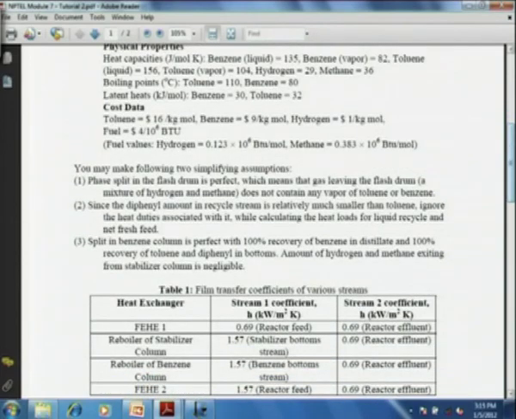First assumption is that the phase split in the flash drum is perfect, which means that the gas leaving the flash drum, a mixture of hydrogen and methane, does not contain any vapor of toluene and benzene. Of course, this is not a realistic assumption, but for our initial calculations we can make that particular assumption, because the quantity of benzene and toluene leaving with that particular gas is relatively small compared to the production rates or the rate of the total feed of toluene.